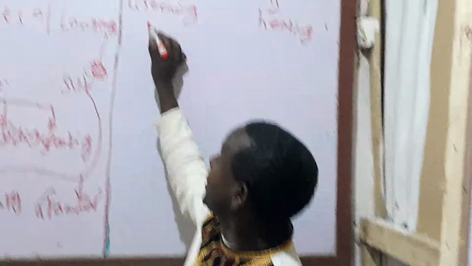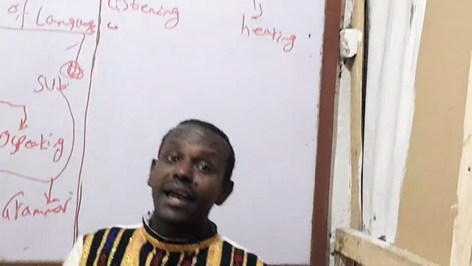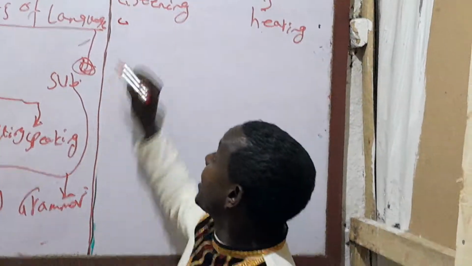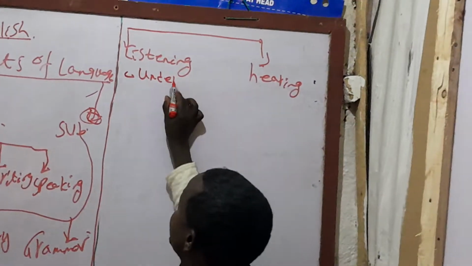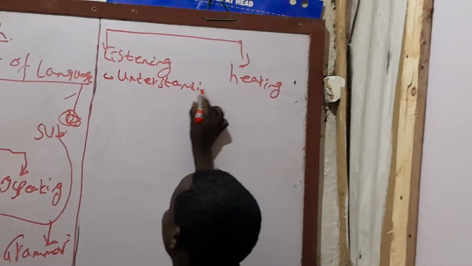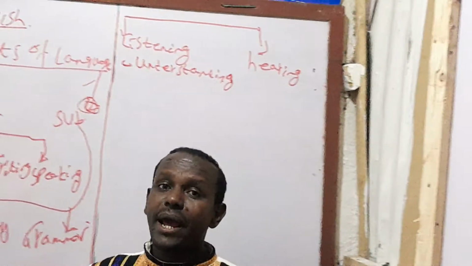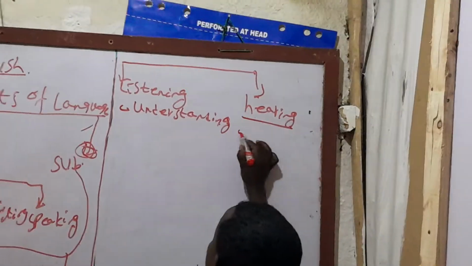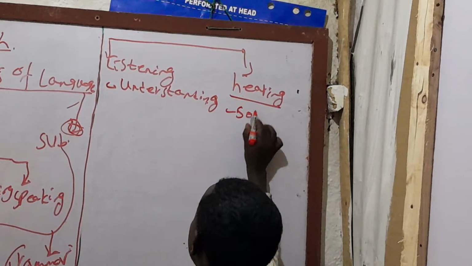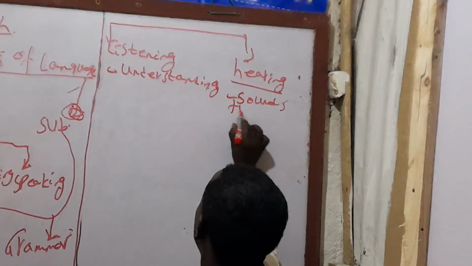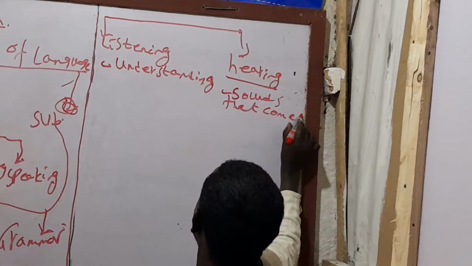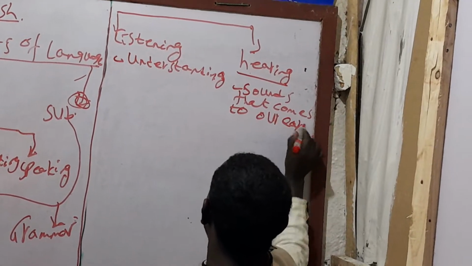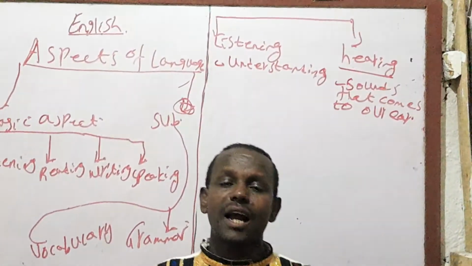When you talk about listening, there is a great concentration, right? There is concentration, or there is a great understanding here. Understanding, or just paying attention or concentration. But when we mean hearing, that is everything or any sounds that come to our ear, right? So every sound that comes to our ear is known as what?